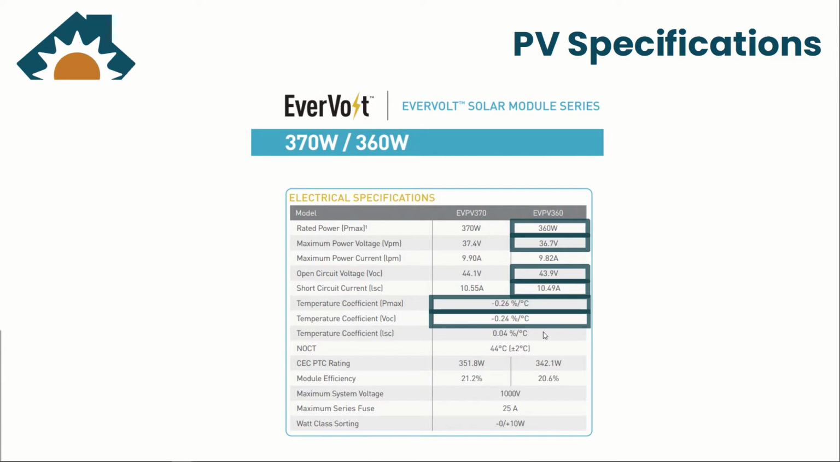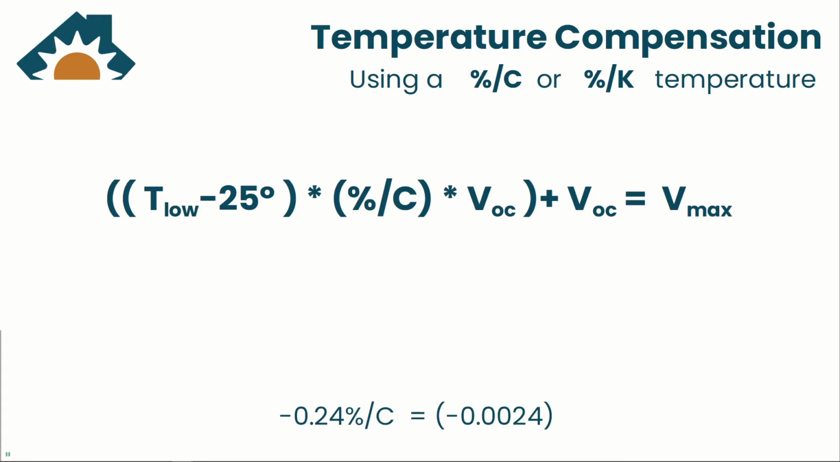So we have our Pmax, which we can use when adjusting this VPM, the maximum power voltage. And then we have our temperature coefficient for VOC, and we'll use this to adjust our maximum open circuit voltage here. Here's the equation for adjusting voltage based on temperature. Remember that the voltage fluctuates inversely with temperature. Here we have the lowest temperature, which means we're calculating the max voltage. We can use the same equation for calculating the minimum voltage, except we use the high temperature.